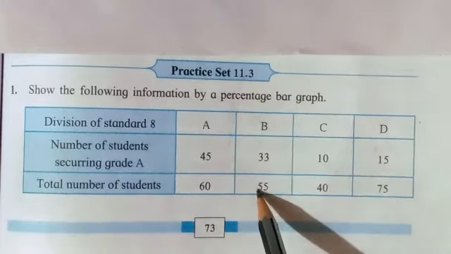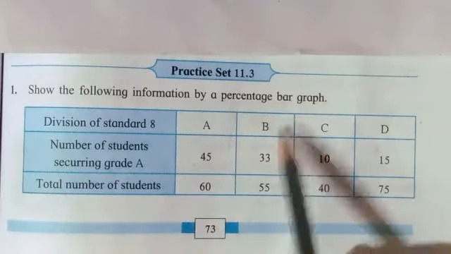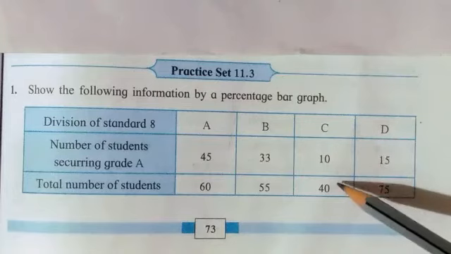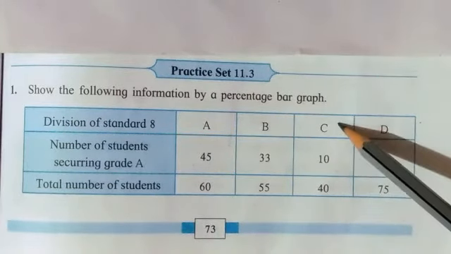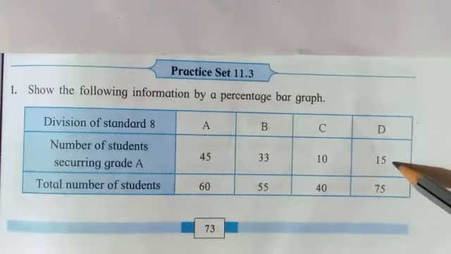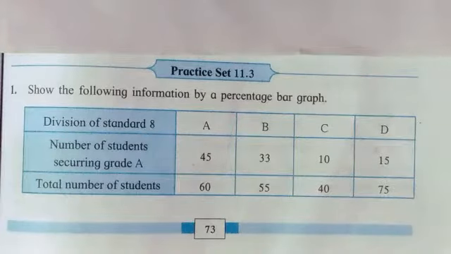Then among 55, 33 students secure grade A from division B. Again among 40 students, 10 students secure A grade in division C, and 15 students secure A grade in division D. So let's calculate the percentage first.